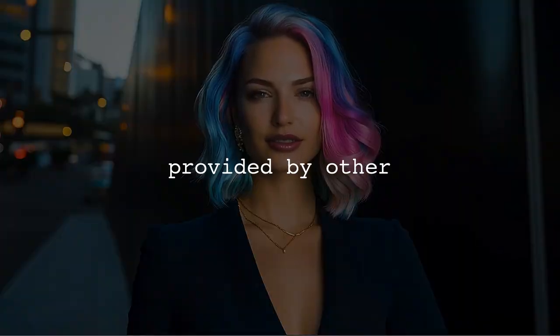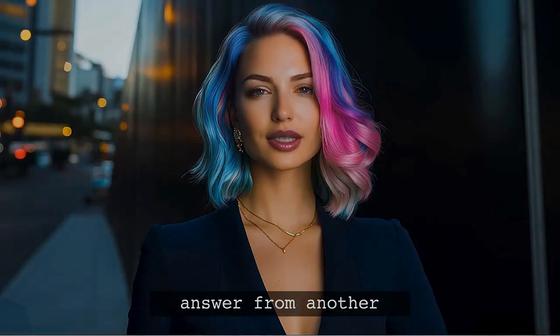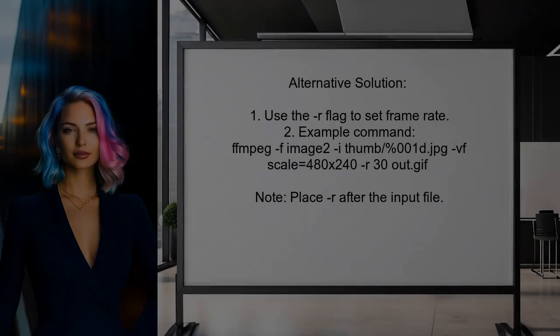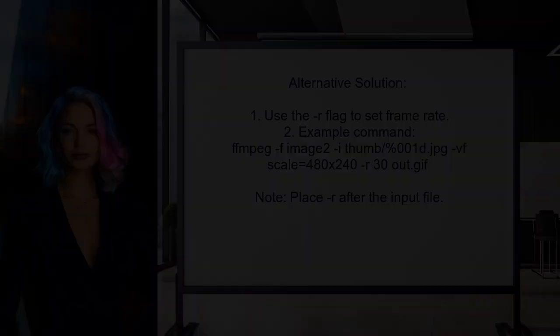Now, let's look at the answers provided by other users. An alternative solution provided by another user suggests slowing down the GIF animation by lowering the frame rate. They recommend using the FFmpeg command with a specified frame rate. Let's take a look at an answer from another user. An alternative solution suggests using the -r flag in FFmpeg to control the frame rate of your GIF. This allows you to slow down the animation by setting a specific frames per second value.